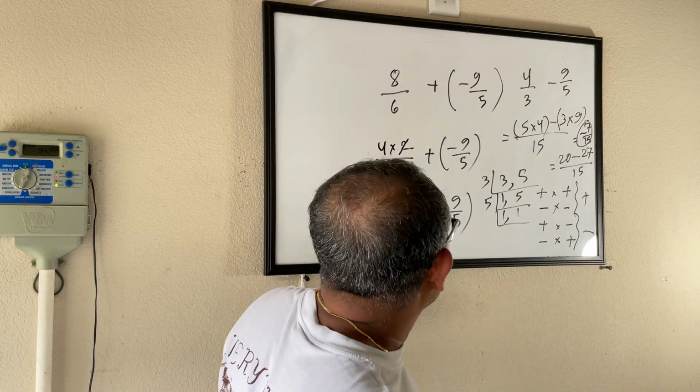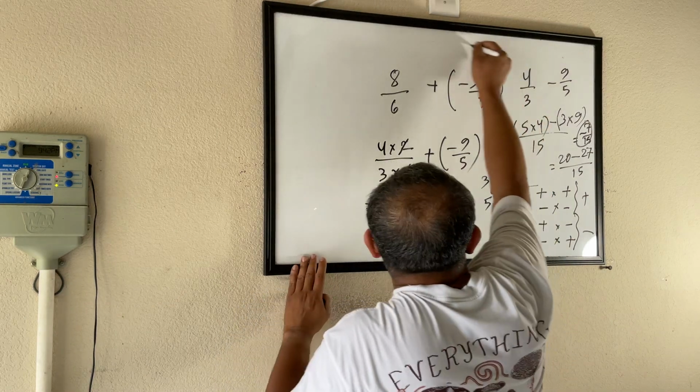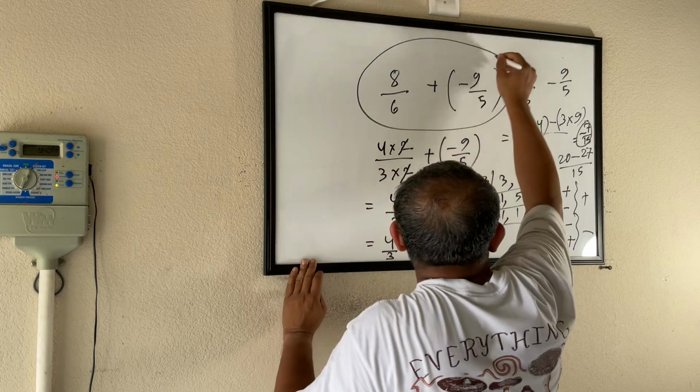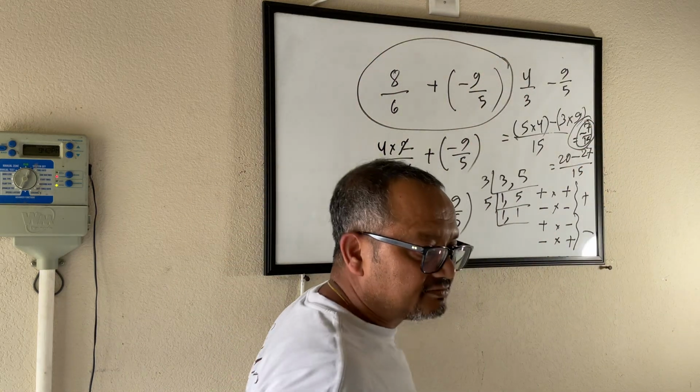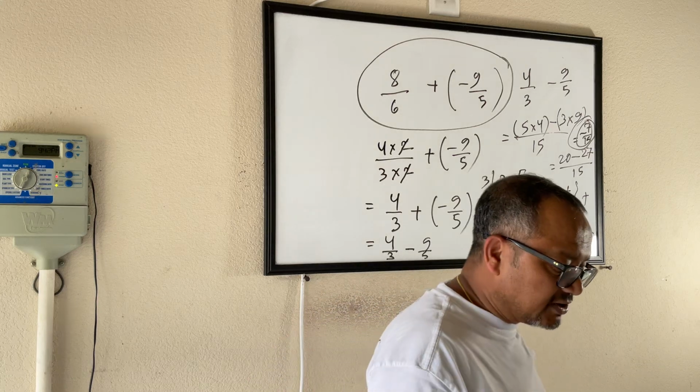And see, solve it to the simplest form. Now look at this. So much of complexity. This is simple enough. That's why it's called solving to the simplest form.